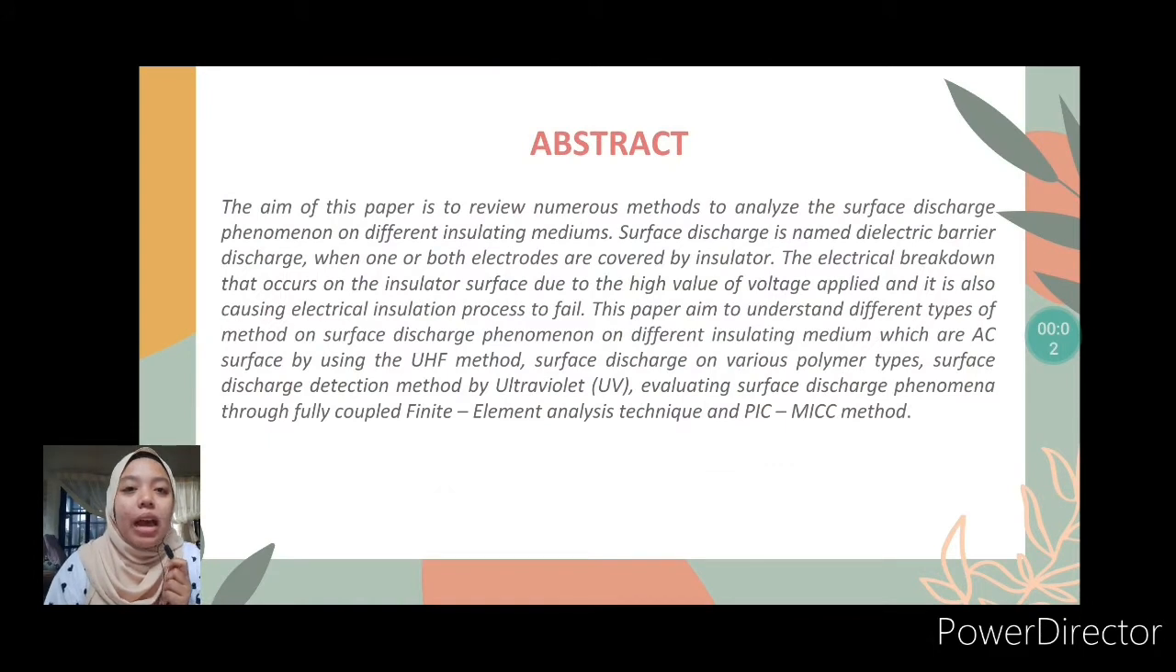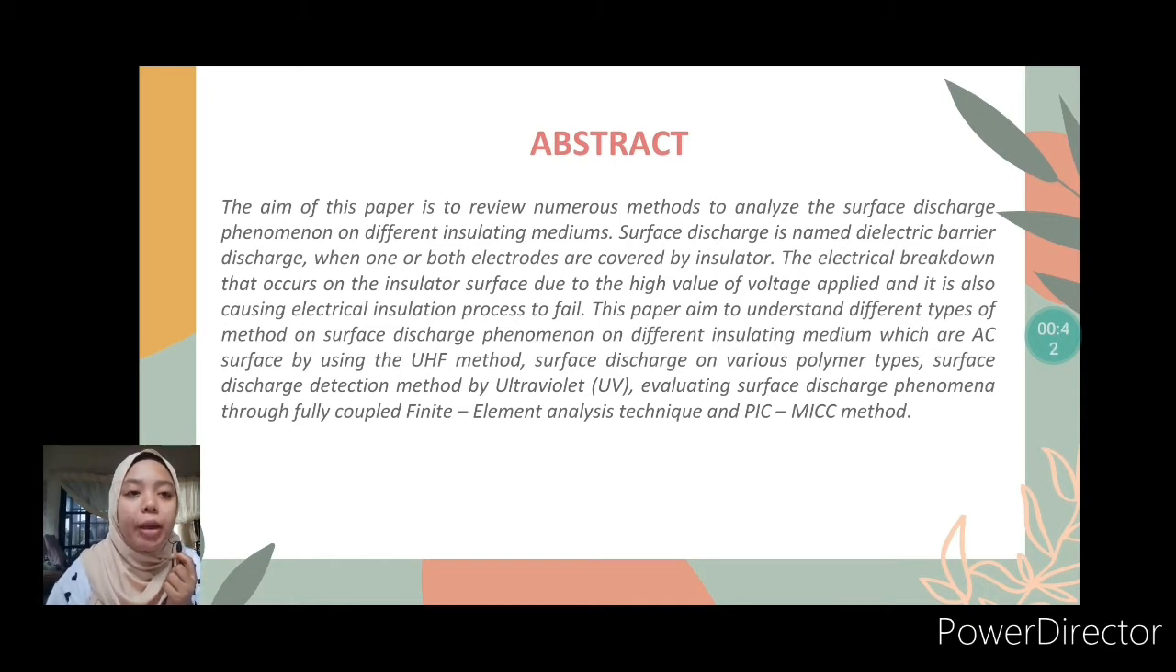Abstract. The aim of this paper is to review numerous methods to analyze the surface discharge phenomenon on different insulating medium. Surface discharge is named dielectric barrier discharge. When one or both electrodes are covered by insulator, the electrical breakdown that occurs on the insulator surface is due to the high value of voltage applied, and it is also causing the electrical insulation process to fail.